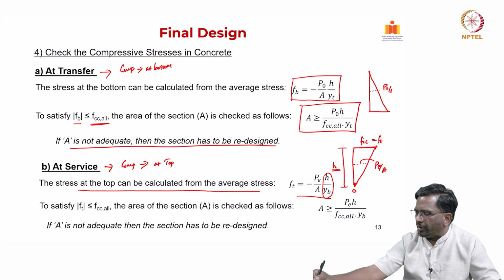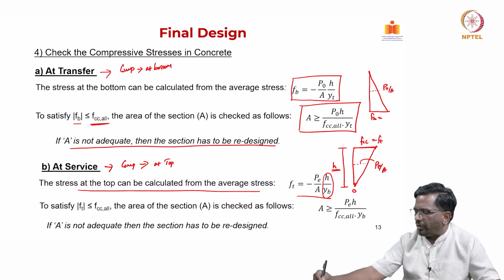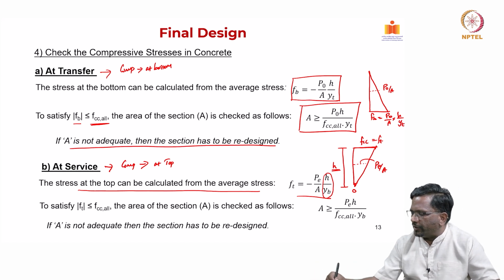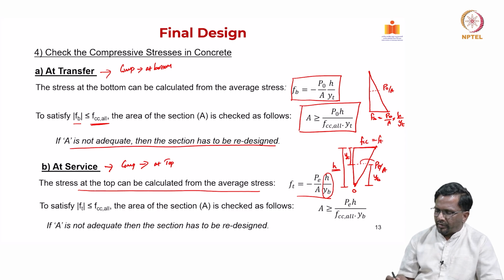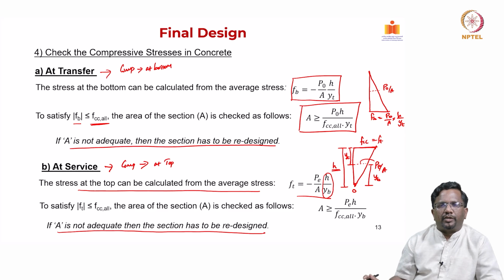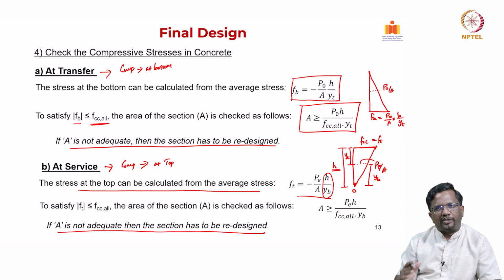This is P naught by A, and we are trying to calculate the stress at the bottom, which is P naught by A multiplied by H by YT. Okay. Now, this is the distance YT, and this is the distance YB. So, using that we can calculate. Again, if the area is not adequate, then the section has to be redesigned. Okay. I have to check for both allowable compression at transfer as well as at service.